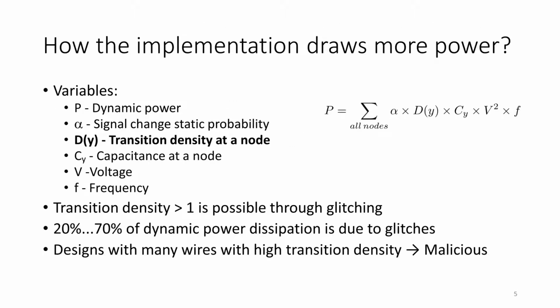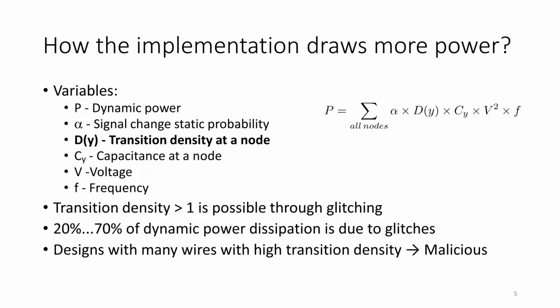On this slide, you can see a well-known formula to calculate dynamic power draw and all of the definitions for the variables. Most of these factors are outside of the cloud user's control, except for one. The one parameter any user can manipulate is the transition density at a node. We know that we can have a transition density at a node be larger than 1 through glitching. Thus the circuit is faster than the clock speed.